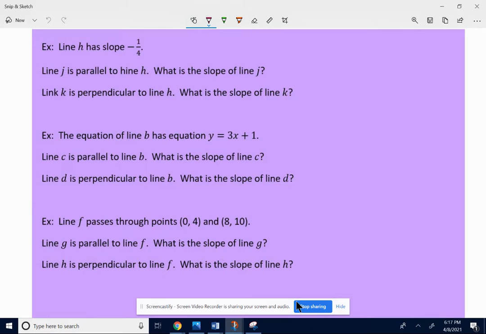Line H has slope -1/4. Line J is parallel to line H. What is the slope of line J? If this slope is -1/4 and line J is parallel to that, it's going to be exactly the same. Parallel lines have exactly the same slope. So it's going to be -1/4.